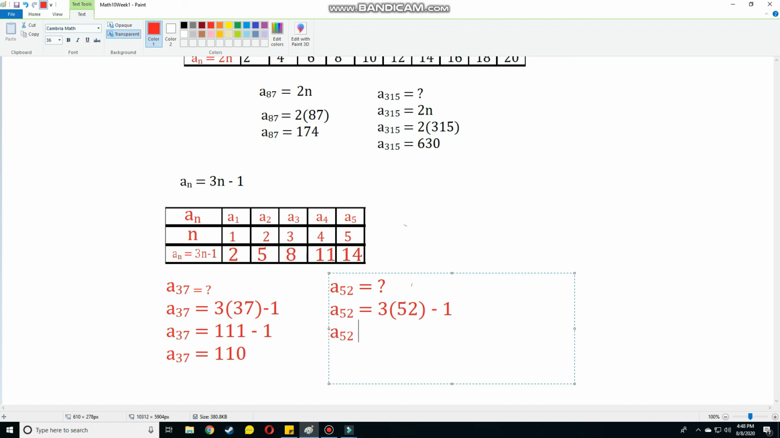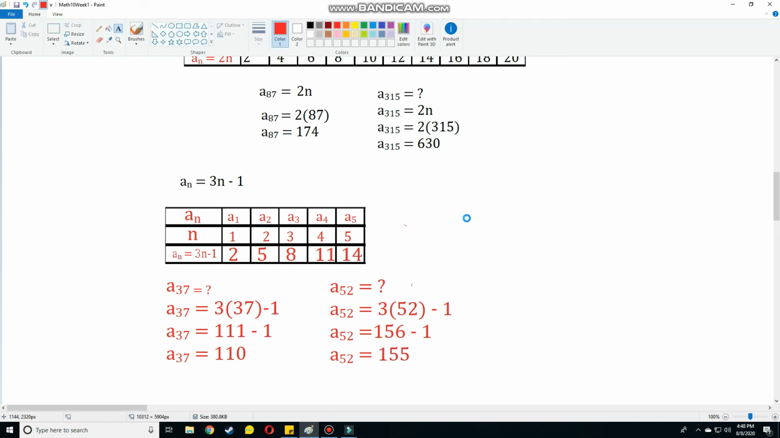So the 52nd term would be equal to 3 times 52, that is 150 plus 6, that would be 156. So 156 minus 1, and our 52nd term would be equal to 155. So in this example, based on our mathematical rule, we generated the terms, and we found some specific terms.